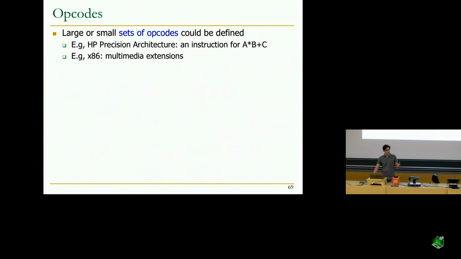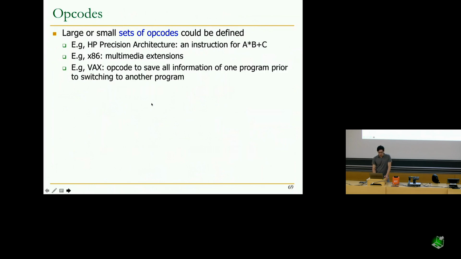For example, the HP Precision Architecture has an instruction for the operation multiply-add. In x86, we have multimedia instructions. For sure, you might have heard about MMX or SSE instructions, which are vector processing instructions. Or even in VAX, there was an opcode to save all the information of a program prior to switching to another program. So it's really a very complex instruction.